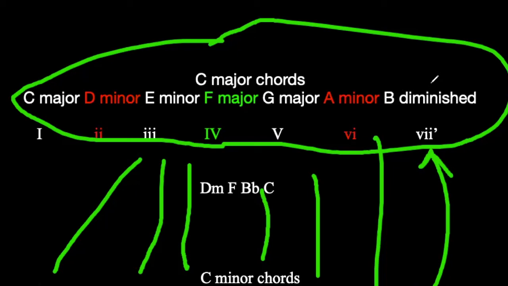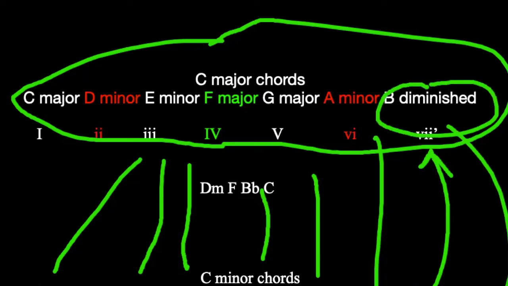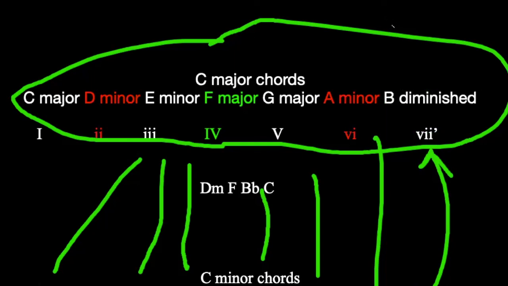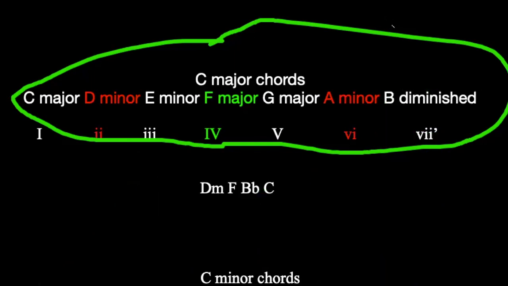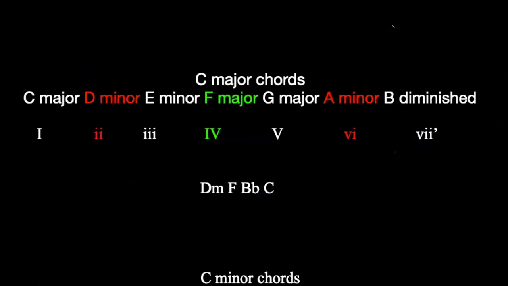Instead of ever playing this B diminished, we could play this B flat major instead, right? As an example. So we're not stuck just having to use these 7 chords. We actually have 14 chords that we can use.